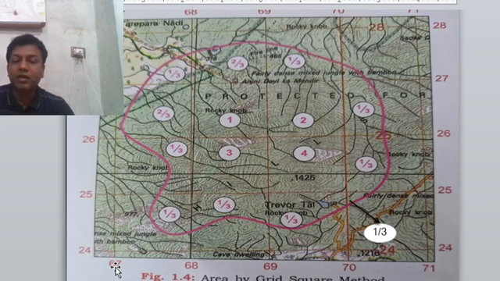Between 67 and 68. Now from 68 to 69, all this area is 68 easting. And about northing, this is 24, the entire area is 24, like that 25, 26, 27, 28. The last one is 27.